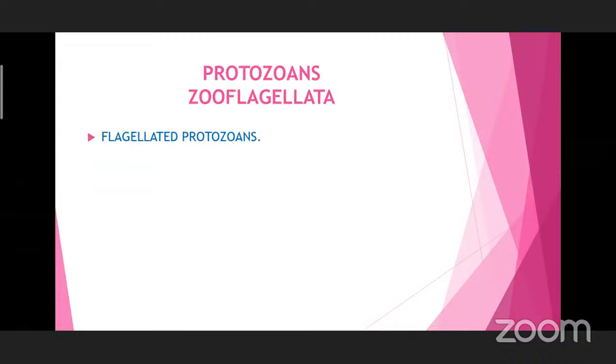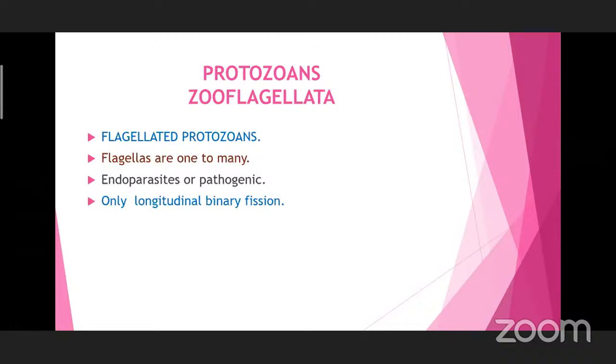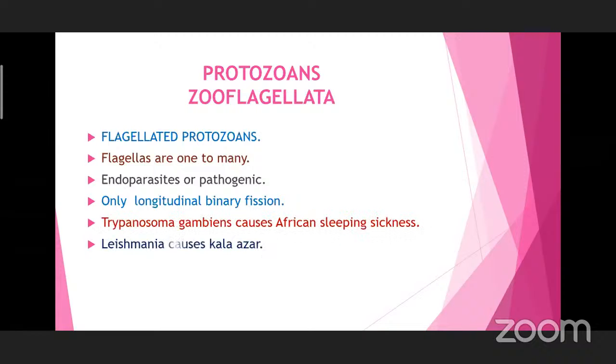Next is the zooflagellata. The locomotory organ is flagella. These are flagellated protozoans, and flagella are one to many. Endoparasite or pathogenic, disease causing. They will be taking shelter in any organism. And here also only longitudinal binary fission will be taking place. Trypanosoma gambiense causes African sleeping sickness disease. Tsetse fly is the reason for that. And Leishmania donovani, Leishman and Donovan, two scientists, they discovered this organism. That's why on the name only, Leishmania donovani. It causes Kala-azar.